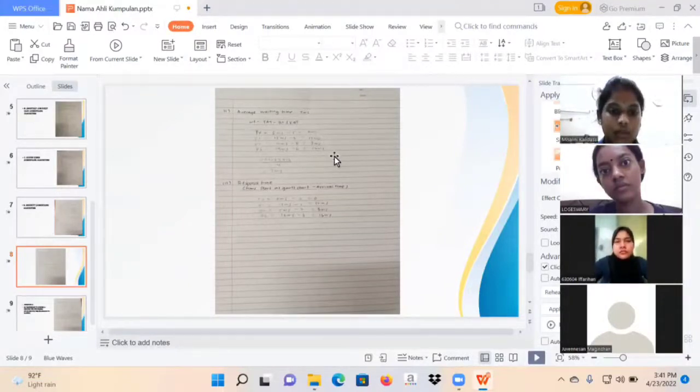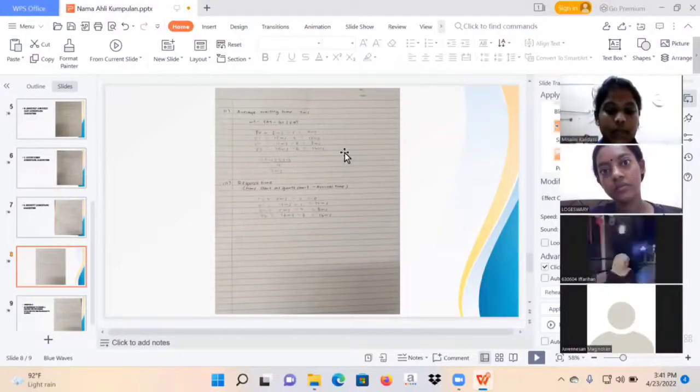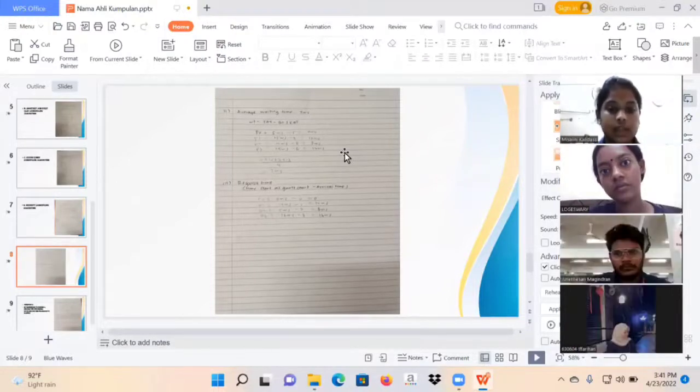The response time. Start of the Gantt chart minus arrival time. P0 equals 0 milliseconds minus 0, gets 0. P1 equals 30 milliseconds minus 1 equals 12 milliseconds. P2, 5 milliseconds minus 2 equals 3 milliseconds. P3, 60 milliseconds minus 3 gets 30 milliseconds. That's all for the priority scheduling algorithm for table 2.